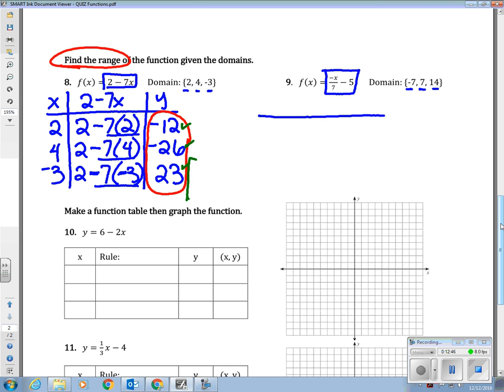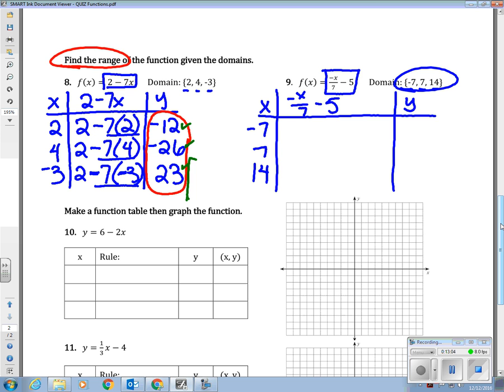So I'm going to do the same thing I did a minute ago, where I'm making my table, and I have my x values, and I have my y values that I'm trying to find there. And this is my rule, negative x over 7 minus 5. That's my rule. So put my numbers down, negative 7, 7, and 14, because they're telling me right here that's what I have to use for my domain. That's my x values. Okay, remember I mentioned before a couple of tricks.